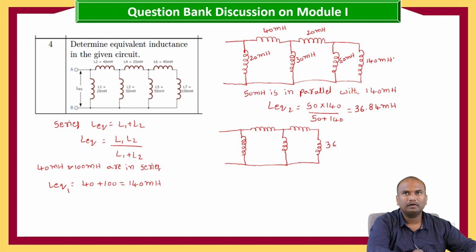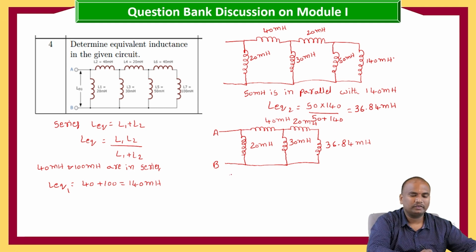Here 36.84 millihenry and 20 millihenry, 30 millihenry, 40 millihenry and 20 millihenry. This is A and B terminals. Now this 36.84 millihenry is in series with 20 millihenry. 20 millihenry and 36.84 millihenry are in series.